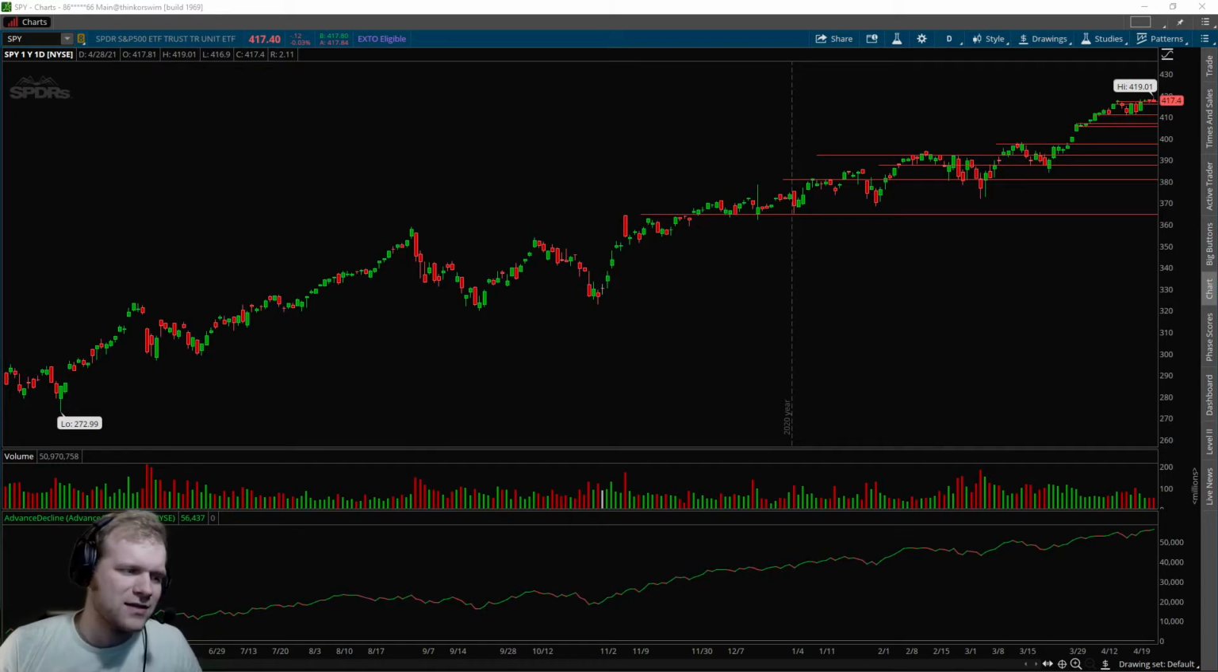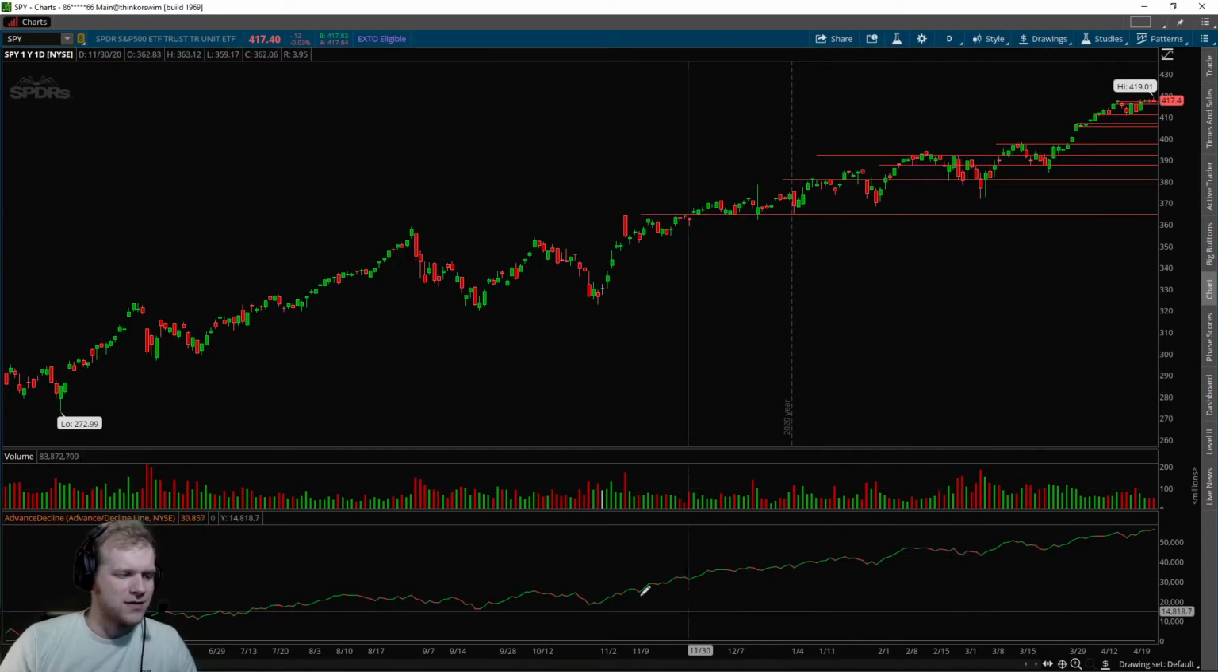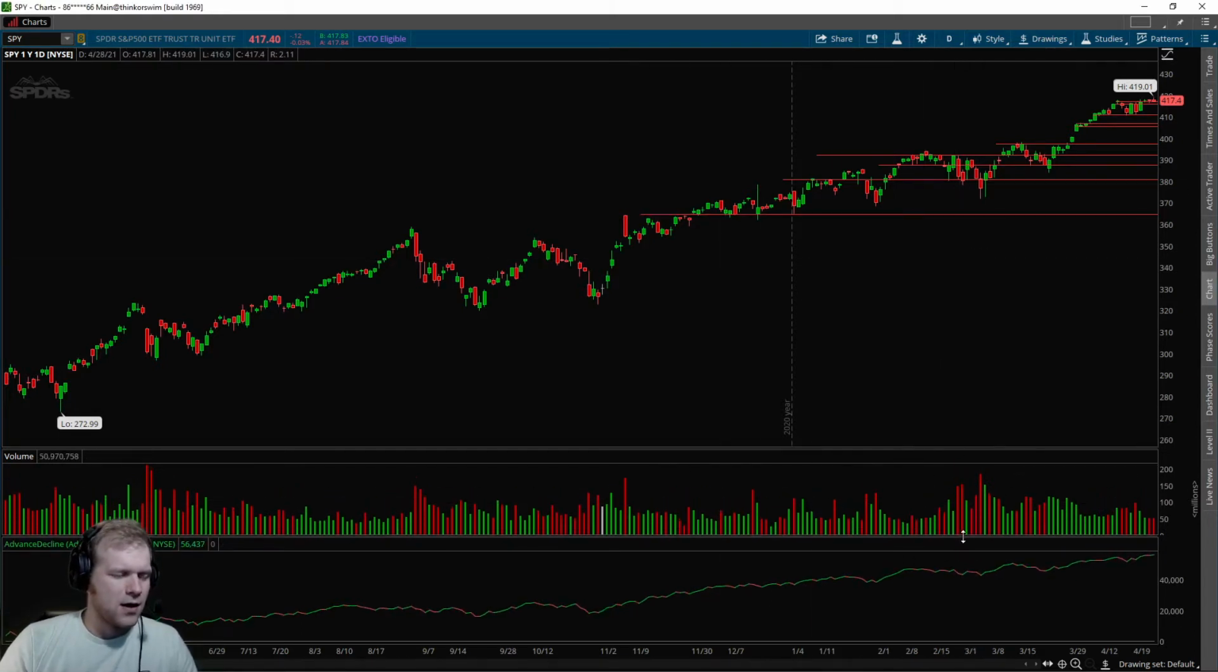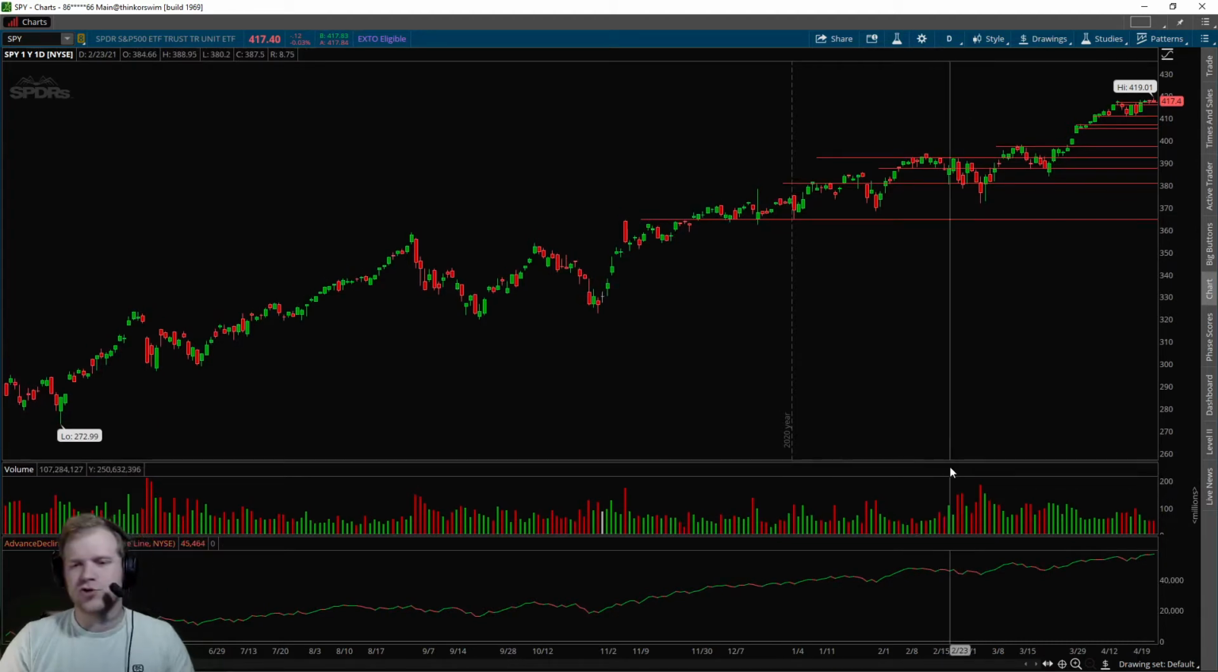Now, looking at the advanced decline line here on the SPY, this is the line I have down on the bottom. Whether your chart overlays that or not, I don't know. It really depends on your trading platform. What is this technical indicator? Well, what it is doing is literally plotting the number of advancing stocks that are ticking up, versus the stocks that are declining on a daily basis.